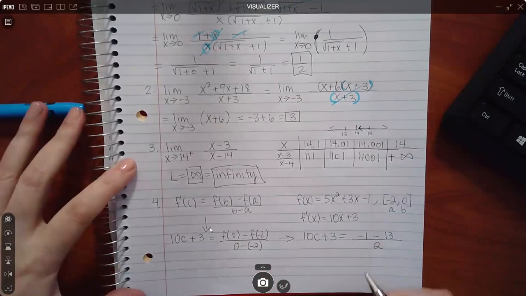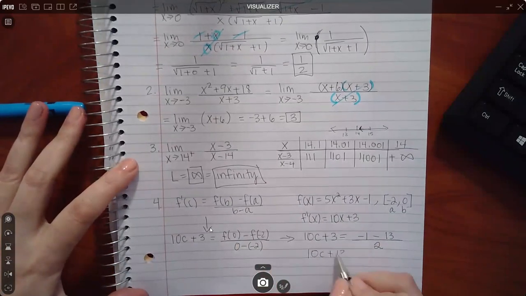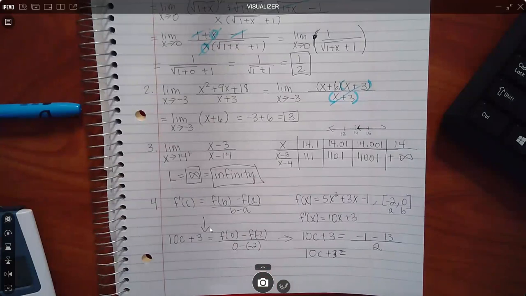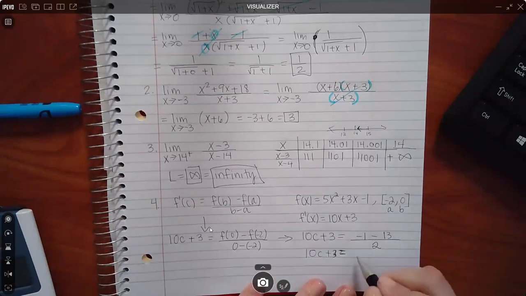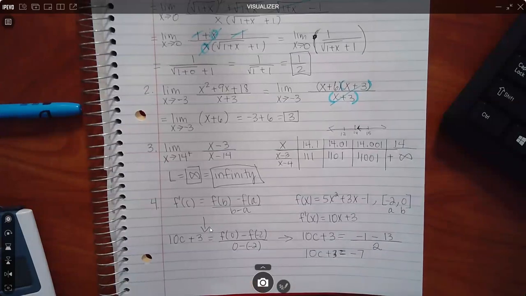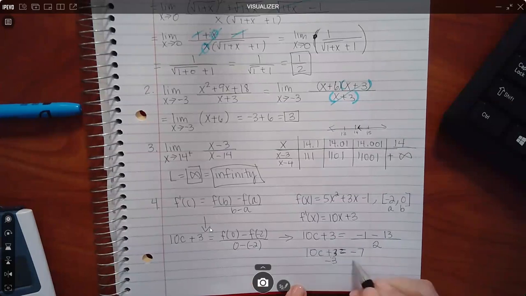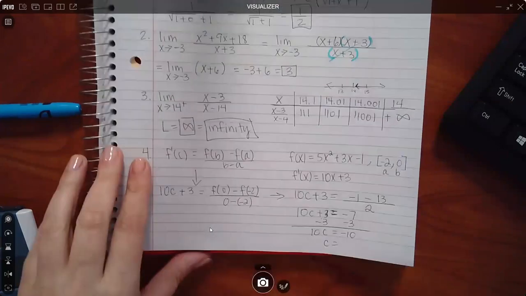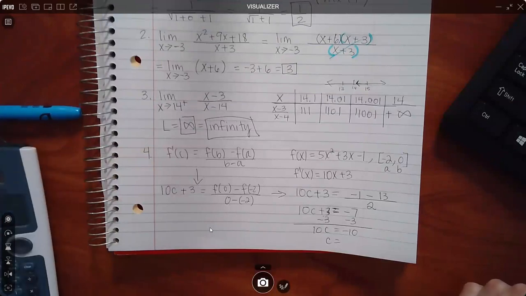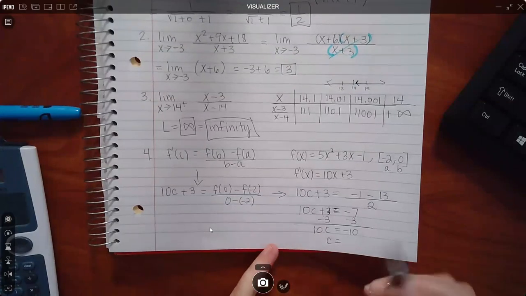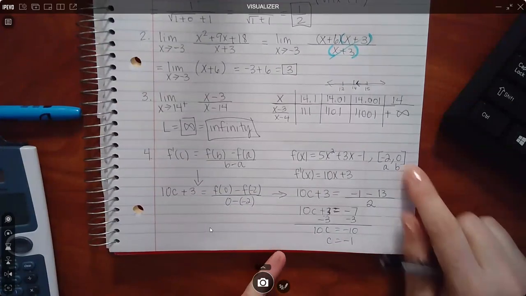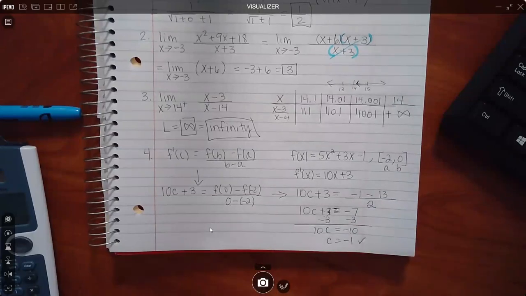And then now, what is that going to be? That's going to be, what is negative 1 minus 13? Negative 14 divided by 2 is negative 7, right? And then what happens here? I'm going to subtract 3, aren't I? And then what is C? Is that number in this interval? It is. So this is the C value that they're asking for.